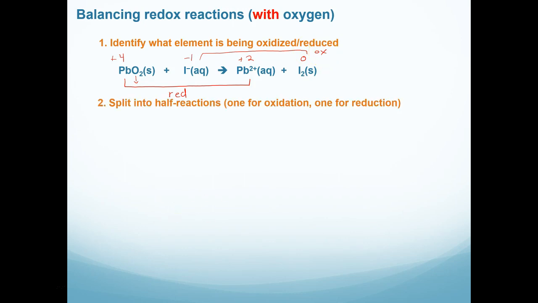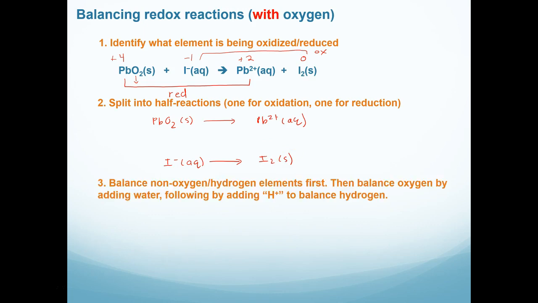The next thing we want to do is split into half reactions. So I have lead oxide, and I am going to lead with a 2+ charge, right? And then my other half reaction, I have iodide ions, and I am going to the elemental form. Okay, so the next thing I want to do is balance the non-oxygen, non-hydrogen elements first.